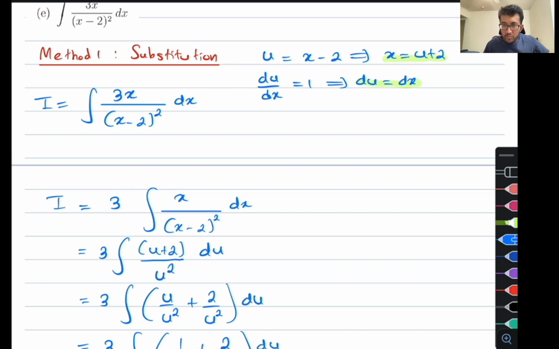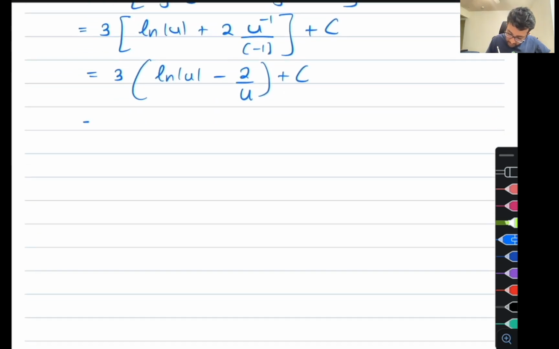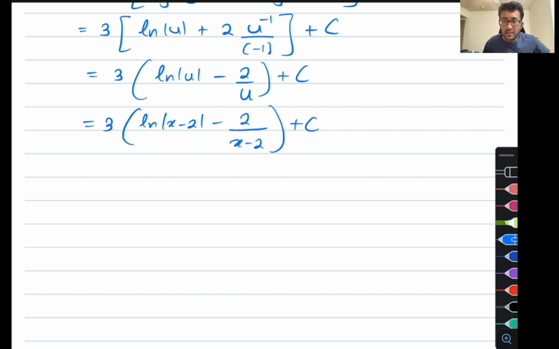Now finally I have to remove the substitution that I used. Now u is going to be x minus 2. So instead of u I would put x minus 2. This is my final answer.